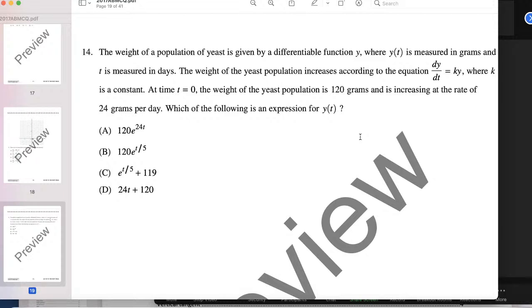I have a different answer. I got 120 e to the natural log of 6 over 5 times t, but it doesn't have that. It's not the black one. It's the blue and the red one. It's F and G.